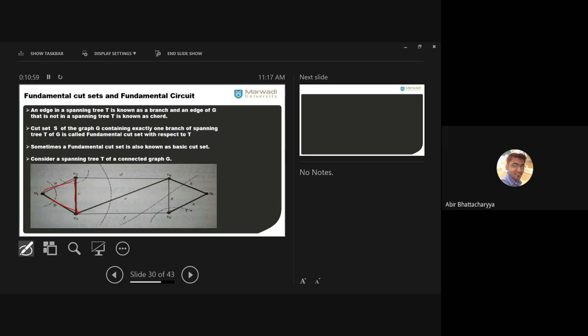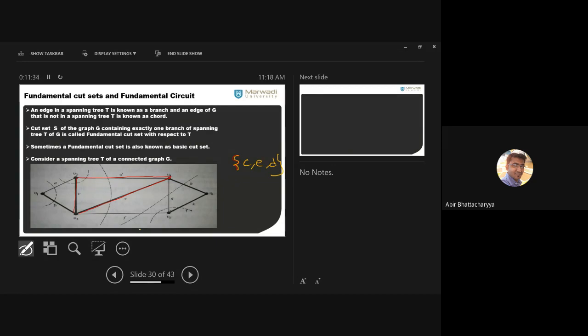What is the essentiality of the circuit? A is a chord. Next, C and E are both branches. I join D. So C, E, D is a circuit, a fundamental circuit. This circuit is known as a fundamental circuit.